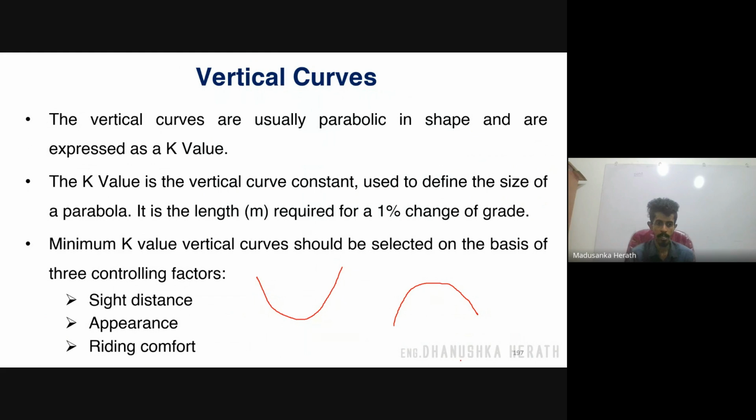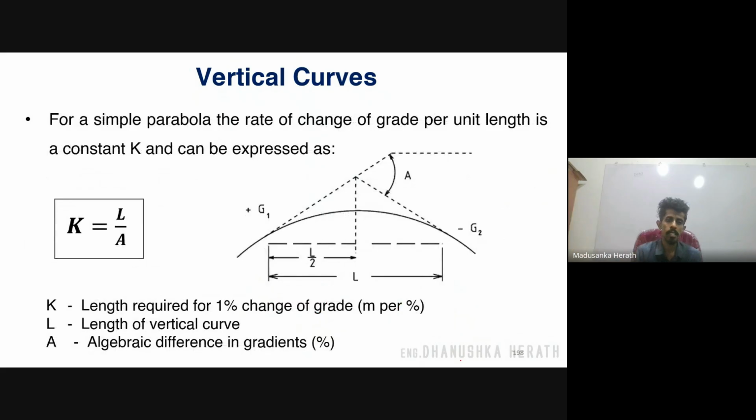මේ පස්සේ බලමු. The minimum k value of a vertical curve should be selected on the basis of three controlling factors. So we have three controlling factors when designing a vertical curve. Right? First one is the sight distance, second one is the appearance, third one is the riding comfort. So we have to check the sight distance, appearance, and the riding comfort.